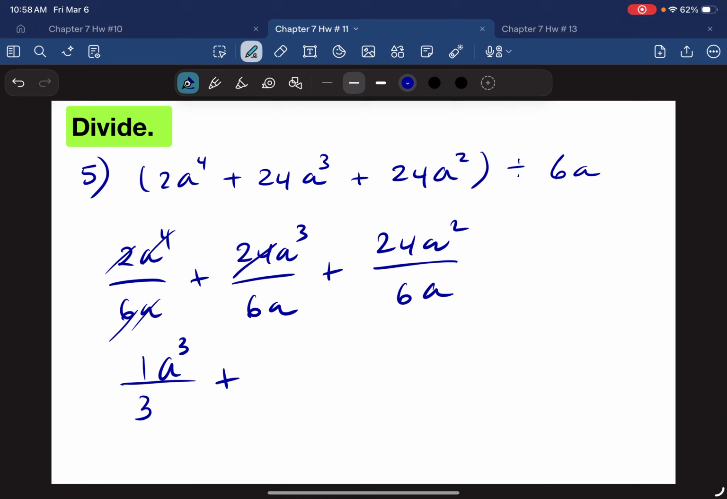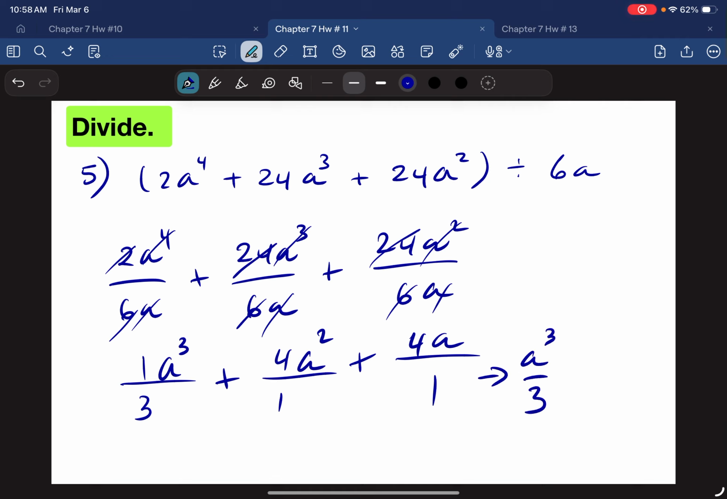Plus 24 divided by 6 is going to be 4 over 1. You have 3 a's on top, 1 a at the bottom, so that gives you a squared. Okay. Over here, 24 divided by 6, you will have 4 on top, and then a squared and a, you have a on top and 1. So now that's your answer, but not simplified. I'm going to rewrite the answer, which is a cubed over 3 plus 4a squared plus 4a. And this is your final answer right here.